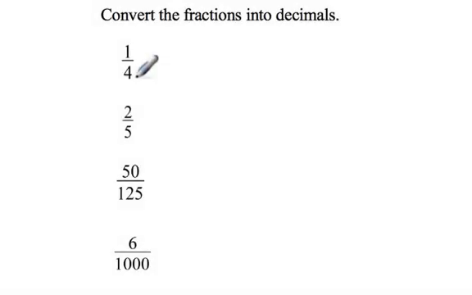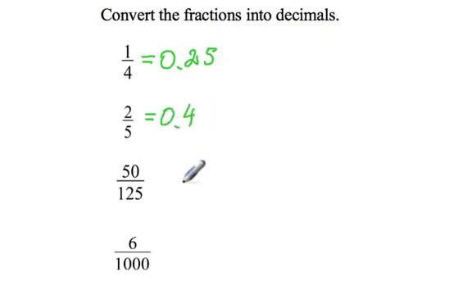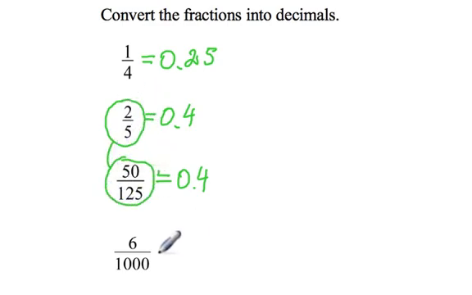In this question we are asked to convert the fractions into decimal numbers. So what we do, we divide the numerator by the denominator. 1 divided by 4 is 0.25. 2 divided by 5 equals 0.4. 50 divided by 125 equals 0.4. So both of these fractions equal 0.4. In other words, this is the fraction in lower terms, and these two fractions are equivalent to each other.